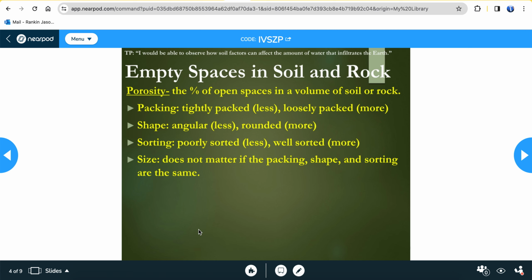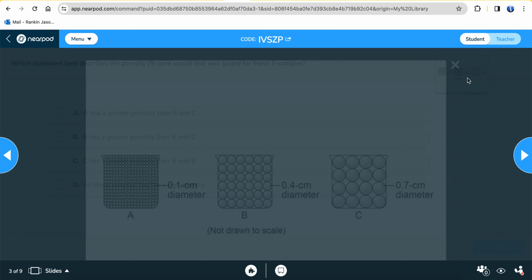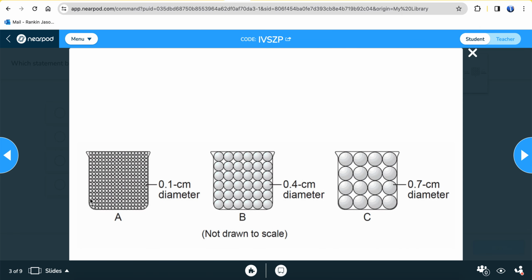Now let's get this down in your notes, please. Porosity: the percent of open spaces in a volume of soil or rock. Packing: tightly packed, less; loosely packed, more. Here, less means less porosity and more means more porosity. So for tightly packed sediments, if I go back to the previous diagram, even though they're one on top of the other, it's considered loosely packed.